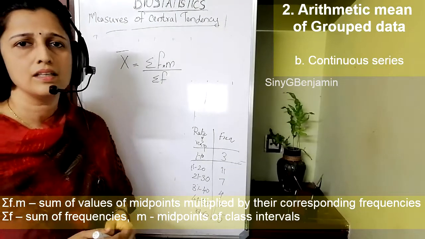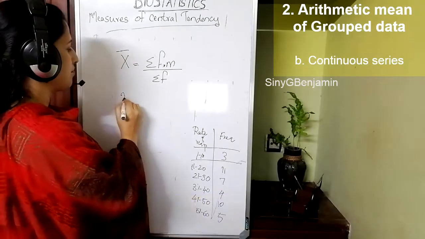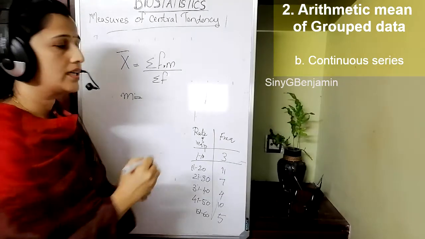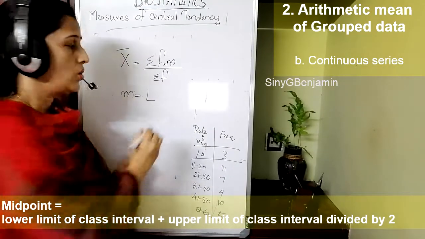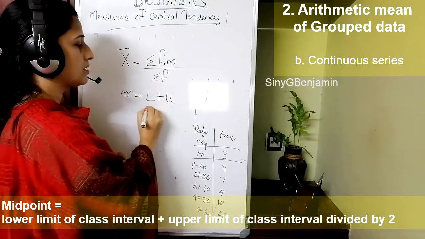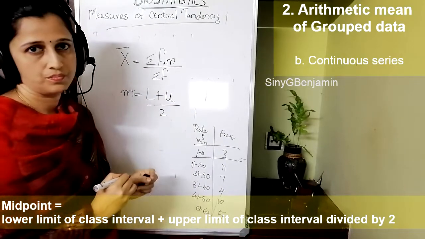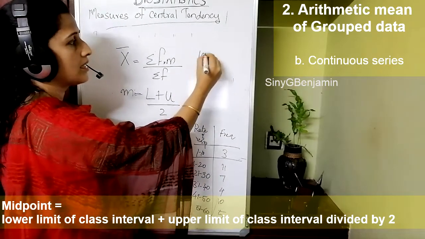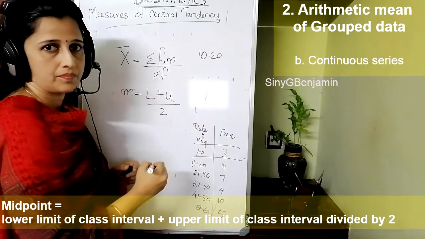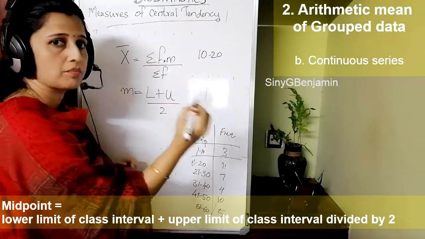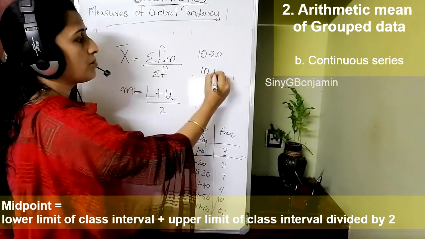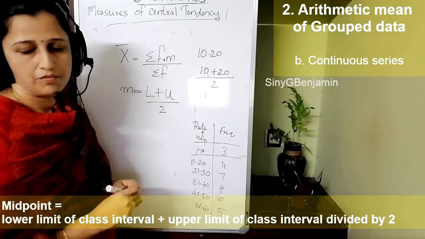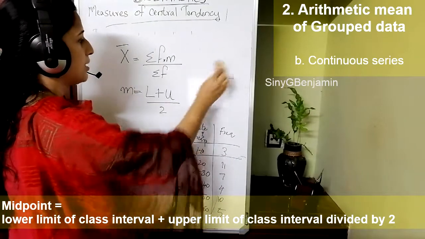And let's see how to find the mid value. The mid value, or m, is calculated by adding the lower limit of the class interval with the upper limit, divided by 2. Say for example, if the class interval is 10 to 20, the mid value or midpoint is 10 plus 20 divided by 2. This is how we calculate the mid value.